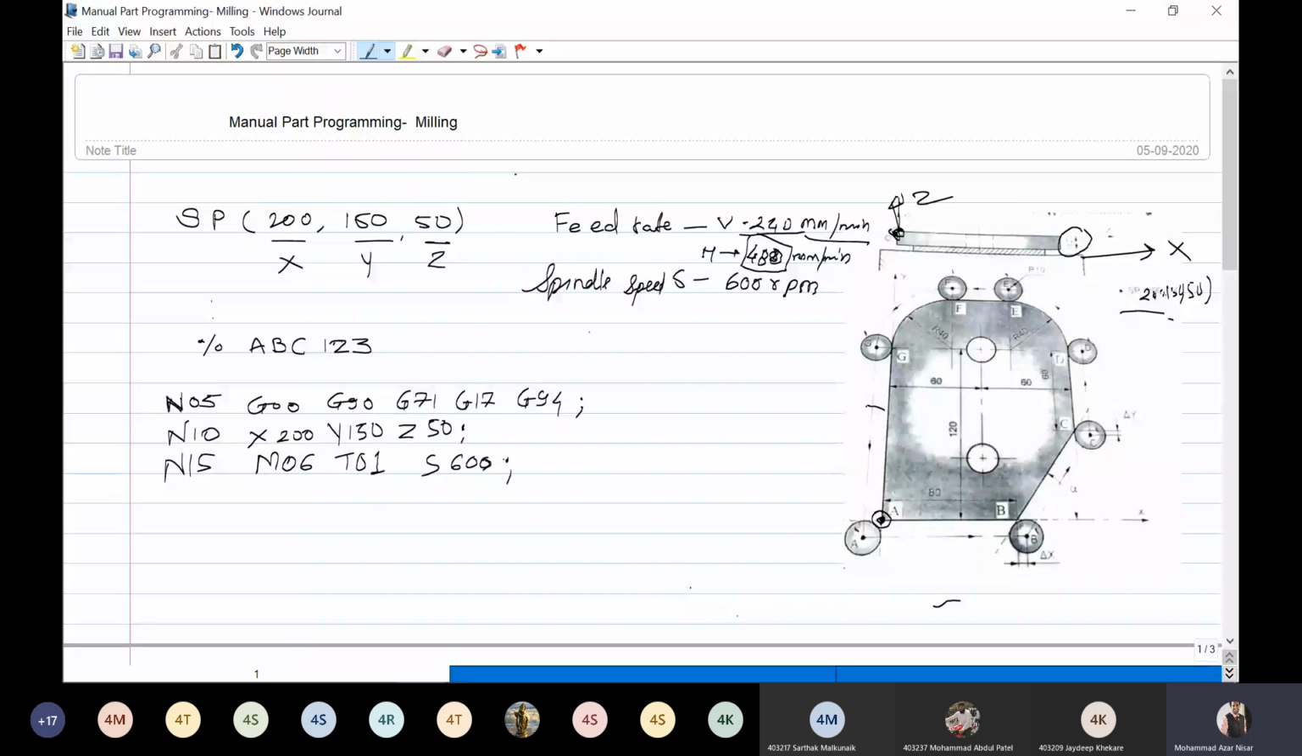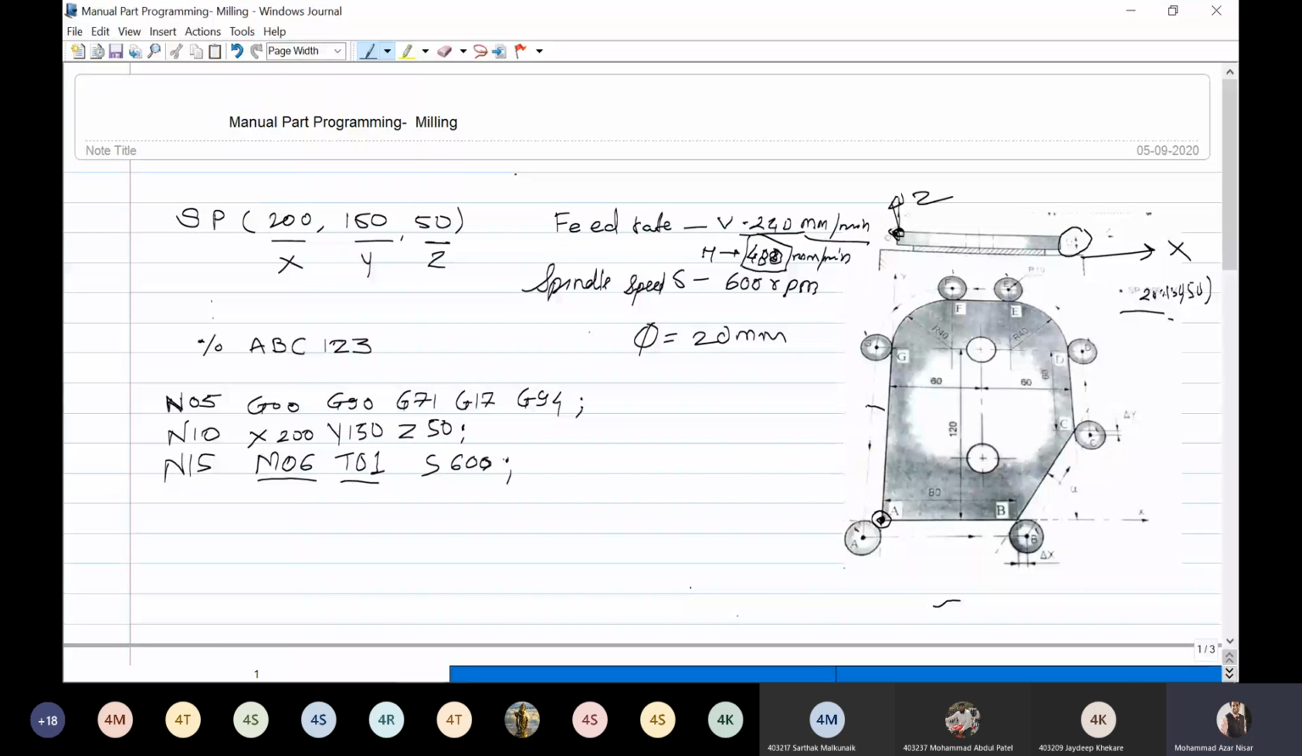Then after that starting point, the tool will be changed, and it will select the tool that is given in this problem. The diameter of the tool given is 20, a 20 diameter tool. This tool is in the magazine, in tool number 1. The speed is 600, and you have to start the spindle.